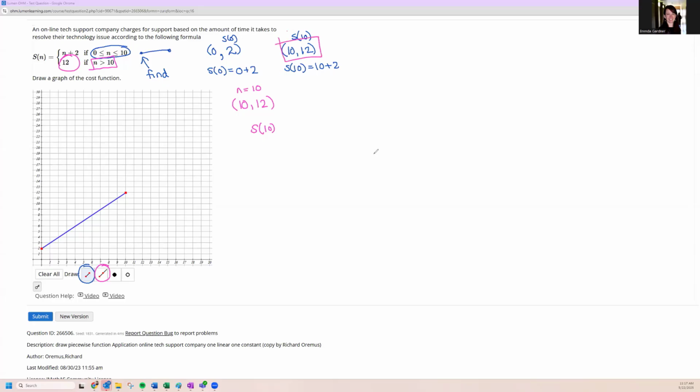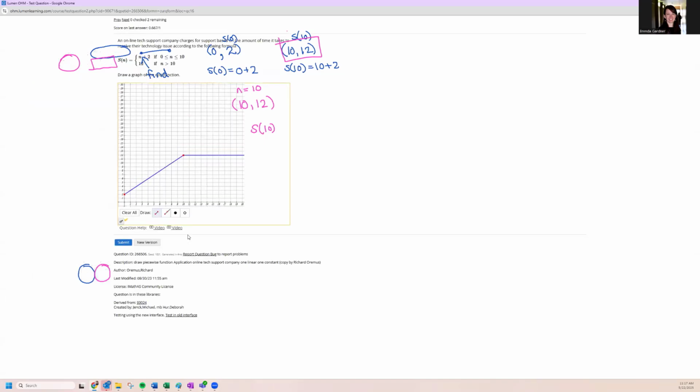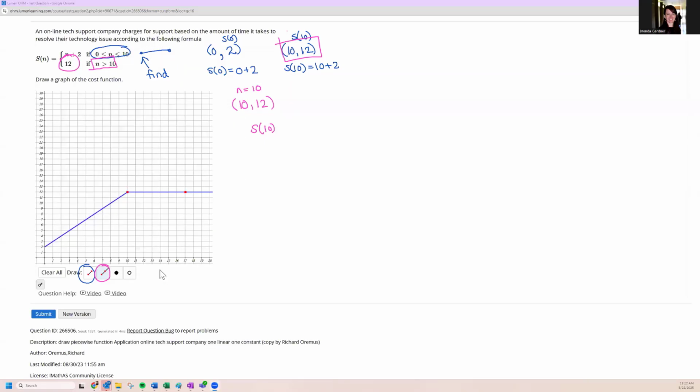But I'm going to grab that ray and put it at (10, 12), and then we notice that it's going to remain constant at 12. It doesn't matter where we put our second point, but I'm going to put the second point. Now here's where if you hit submit, it's going to mark it incorrect. So what we need to do is finish our endpoints. Here's the point where I think the computer is extra picky.